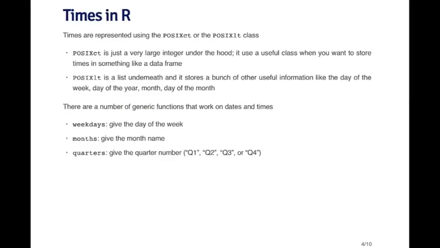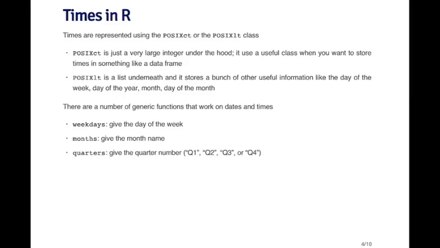Times, on the other hand, are represented as two possible types. One is called POSIXct, and the other one is called POSIXlt. POSIX is a family of computing standards for how things should be done on certain types of computers or how data should be represented. So there's a family of standards for how to represent dates and times, and that's part of the POSIX standard. In the POSIXct class, times are represented just as very large integers. It's a useful class if you want to store times in a data frame or something like that, because basically it's like a big integer vector.